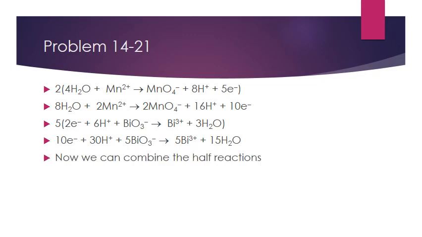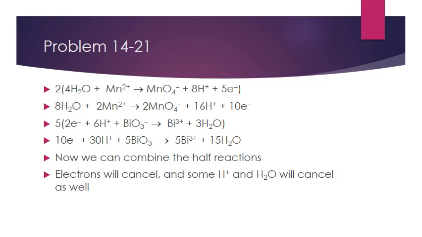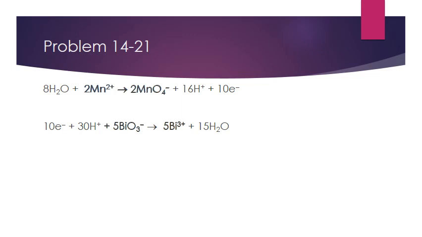Now we can combine our half reactions, canceling electrons, and anything else. It looks like some water and some H pluses will cancel as well. Let's look at that. Electrons cancel. Great. Okay, 8 waters cancel on the left, canceling with the 15 in the other half reaction, giving us 7 waters on the right. Our H pluses cancel in the first half reaction, giving us 14 H plus in the second half reaction.